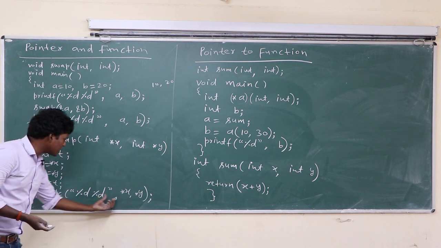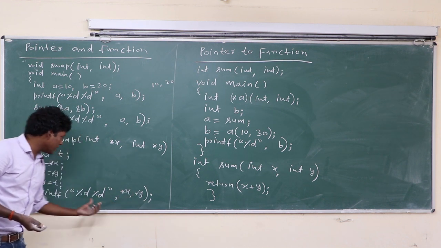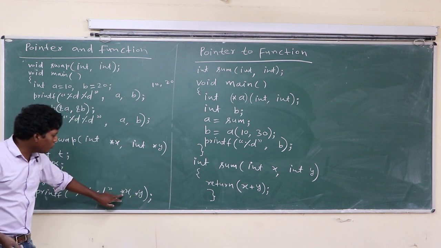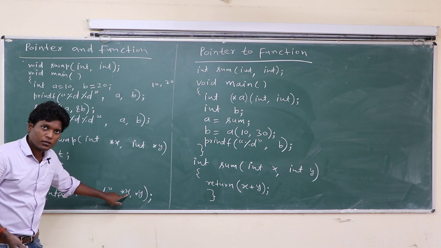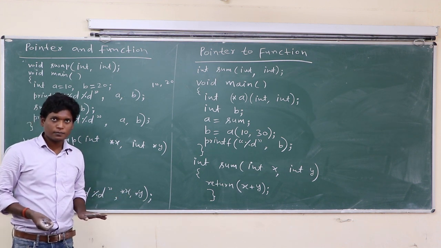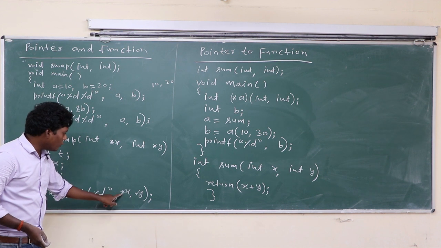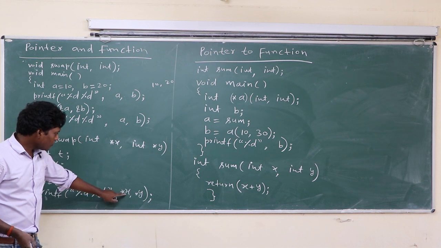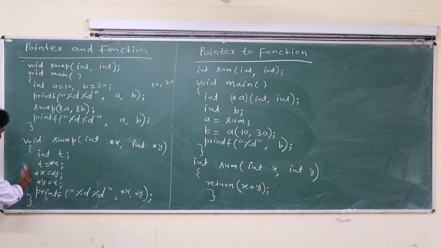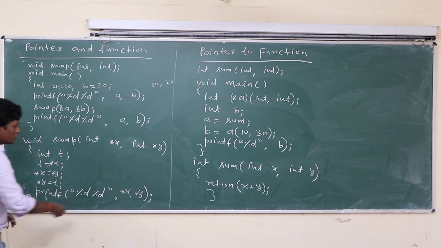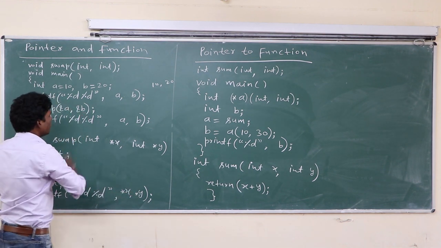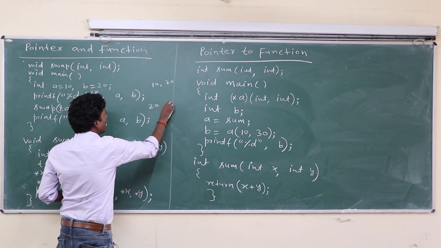Now we print %d with *x and *y. This %d prints *x, this %d prints *y. If you remove the asterisk, then there will be addresses, and %d cannot print the addresses. So make it value, *x and *y. So here the value is swapped. x has y's value, y has x's value. So the swapped values are printed here, that is 20 and 10.